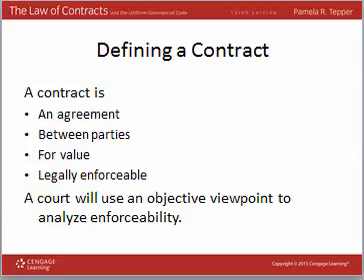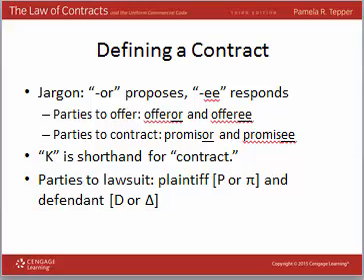And so in its basic form, as you can see on the slide, a contract is an agreement between parties for value that's legally enforceable. And that's what the court is going to look for if you end up having the unfortunate situation where you go to court to enforce a contract.